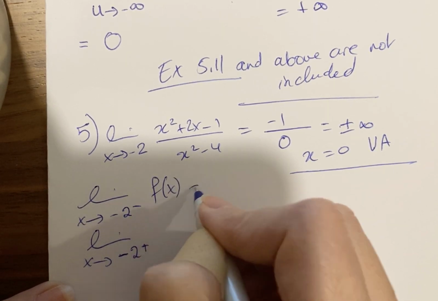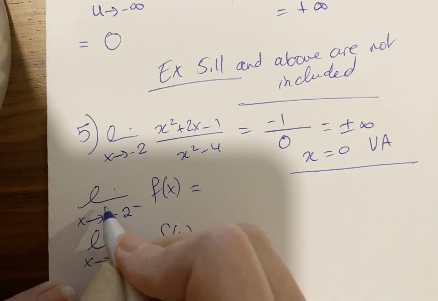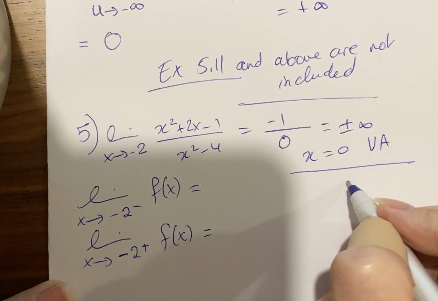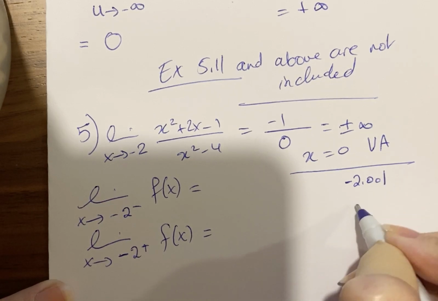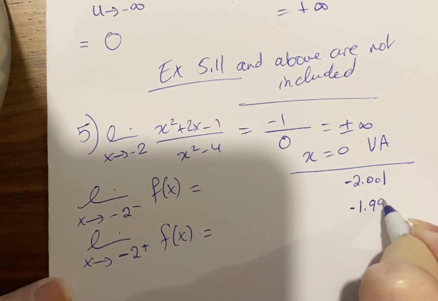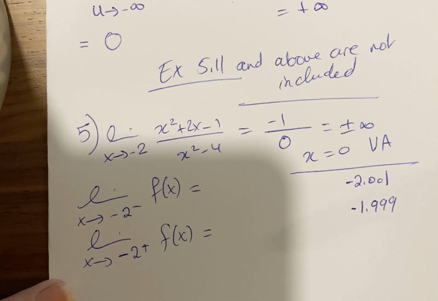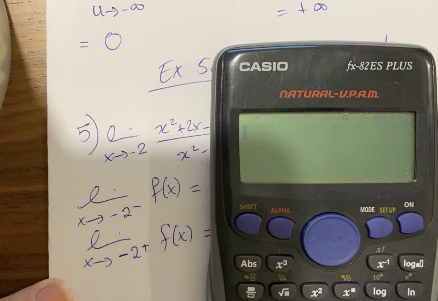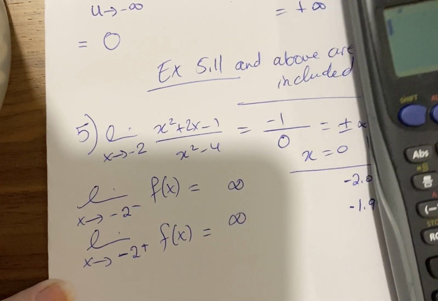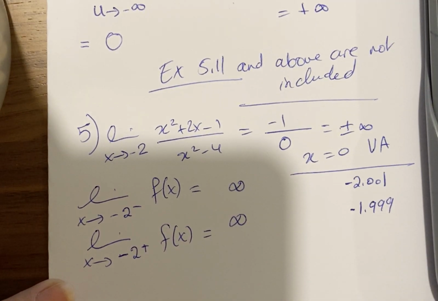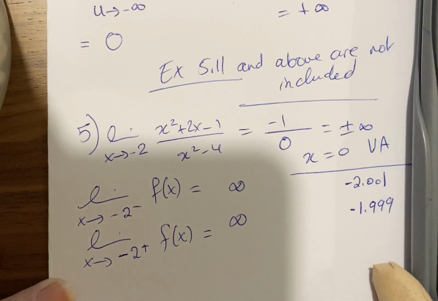How do I do that? I take a hypothetical number. A number here less than minus 2 is minus 2.001, and a number bigger than minus 2 is minus 1.999. And I take those values and I substitute them in my function just to know. I know the answer. What is the answer? It's infinity. I just need to check the sign. Is it plus infinity or minus infinity?